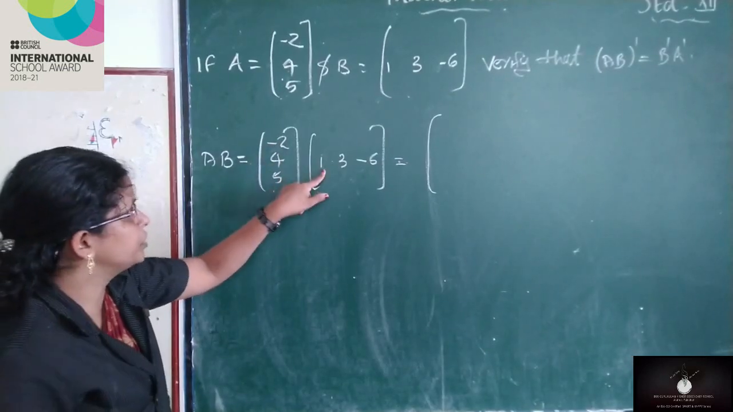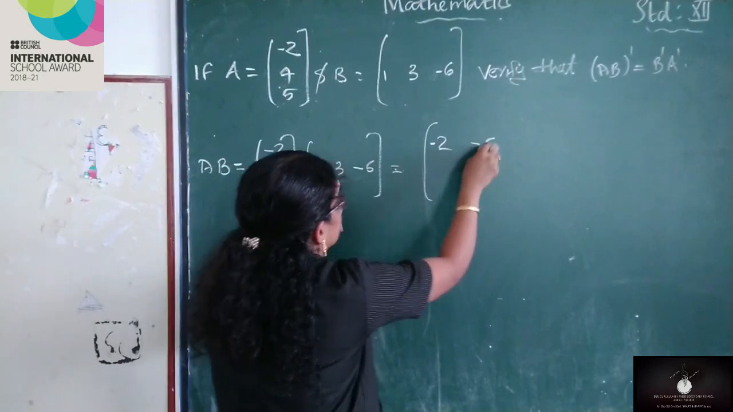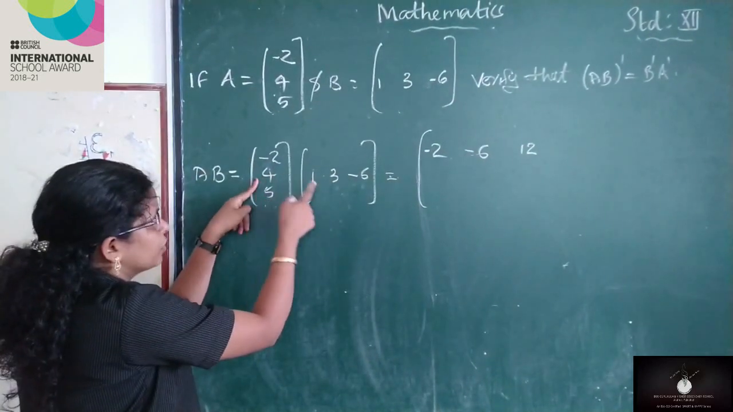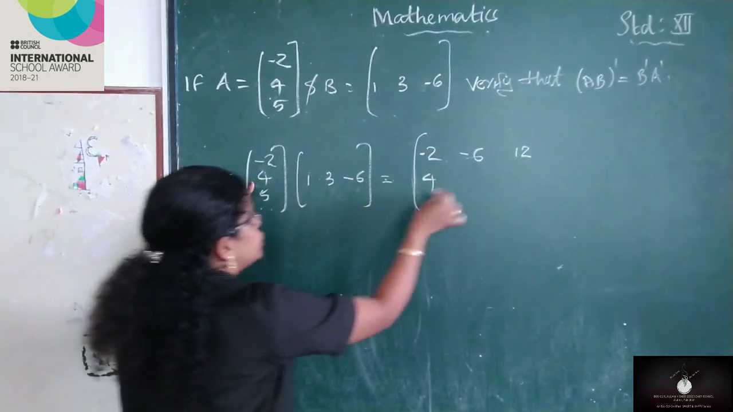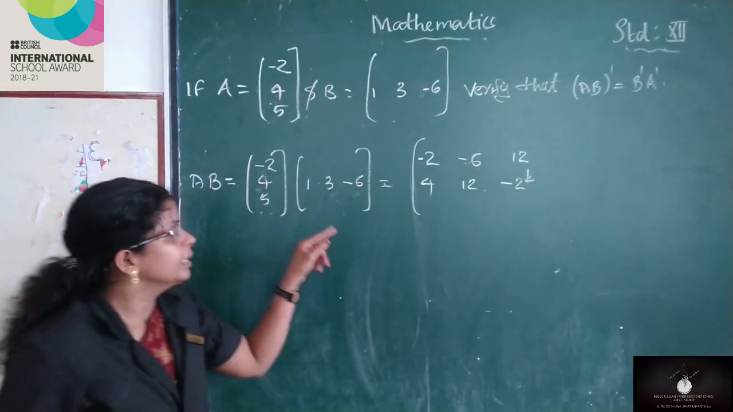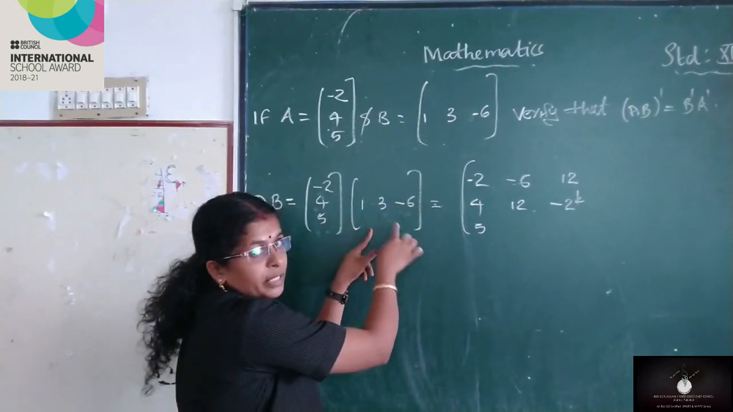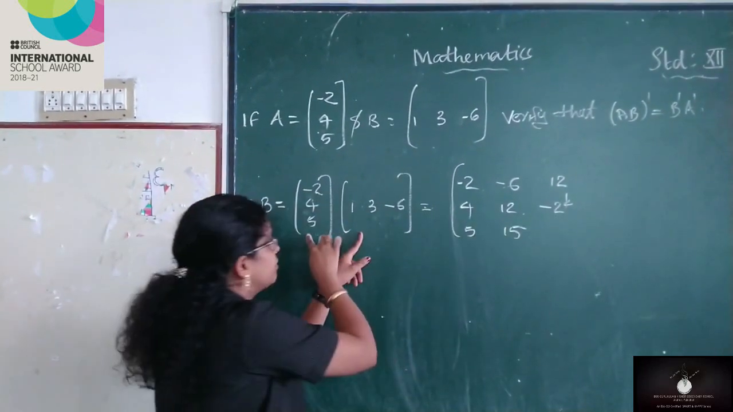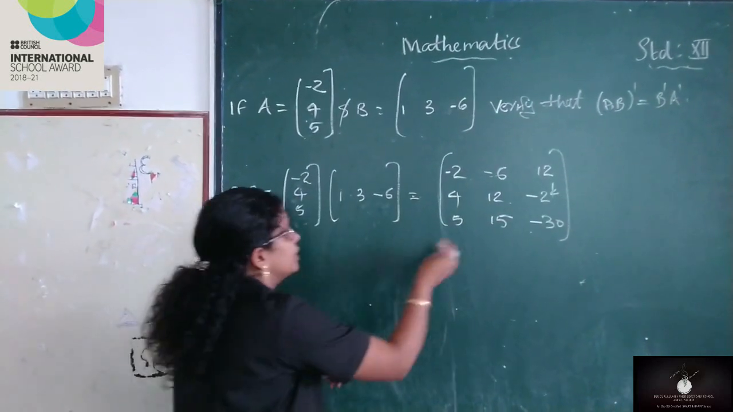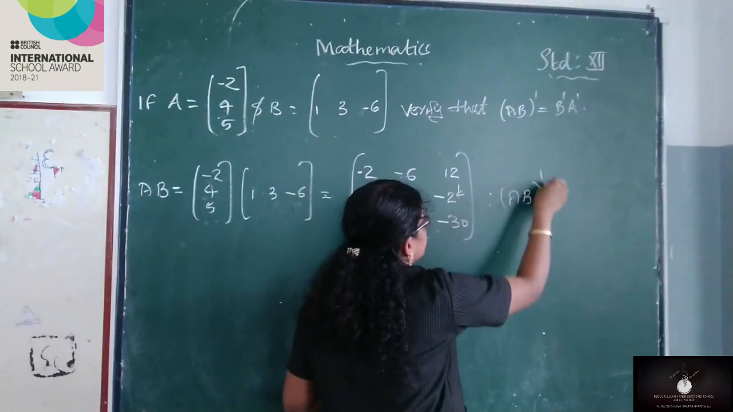Okay, minus 2 into 1 is minus 2, minus 2 into 3 is minus 6, minus 2 into minus 6 is 12. The second row is 4 into 1 is 4, 4 into 3 is 12, then 4 into minus 6 is minus 24. Okay, the third row is 5 into 1 is 5, 5 into 3 is 15, then 5 into minus 6 is minus 30. So we got AB. Therefore AB whole transpose equal to matrix.